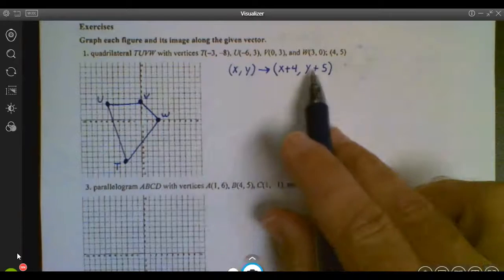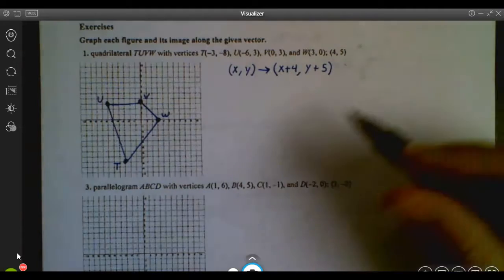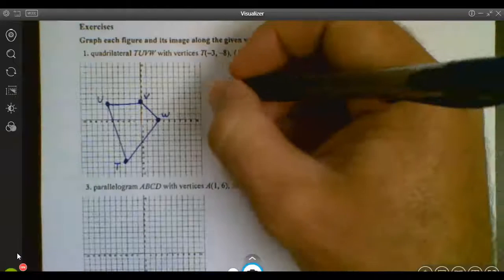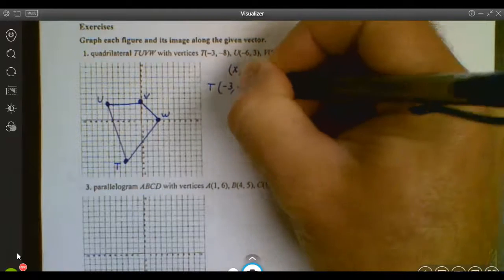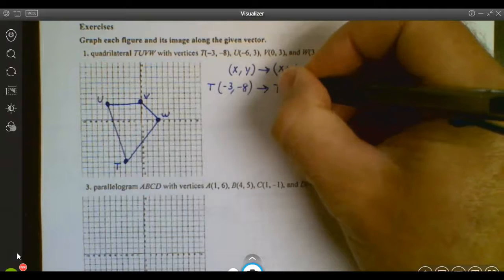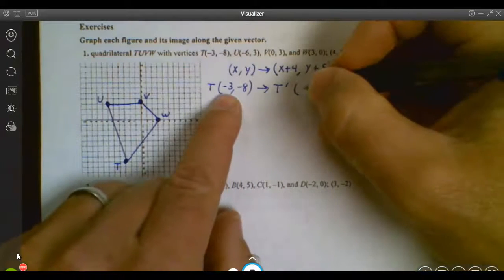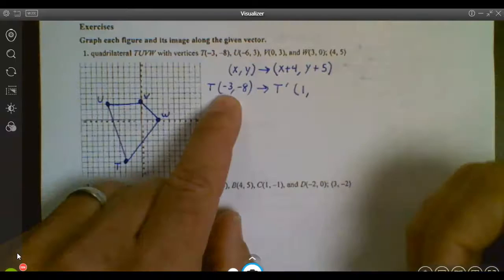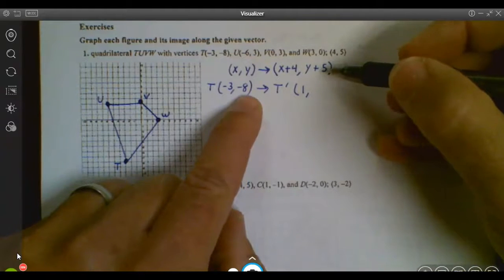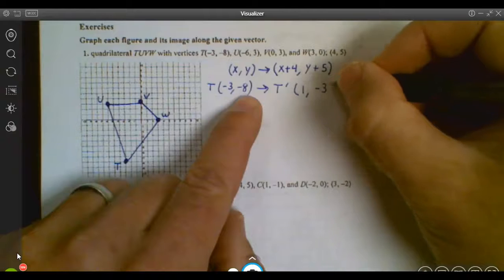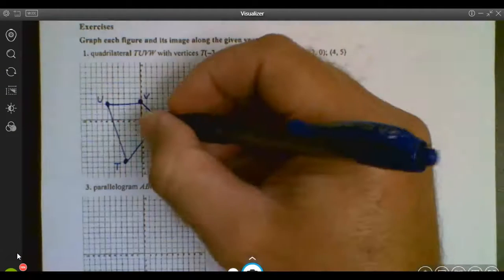All right, so I like writing it this way. I think it's a little more clear to us in terms of what we typically use. So I'm going to take t, which was -3, -8. I'm going to apply the rule, and I'm going to add 4 to my x. So if I did -3 plus 4, I get 1. I'm going to add 5 to my y value. -8 plus 5 is -3. And there's t prime. So I'm going to graph t prime at 1, -3.